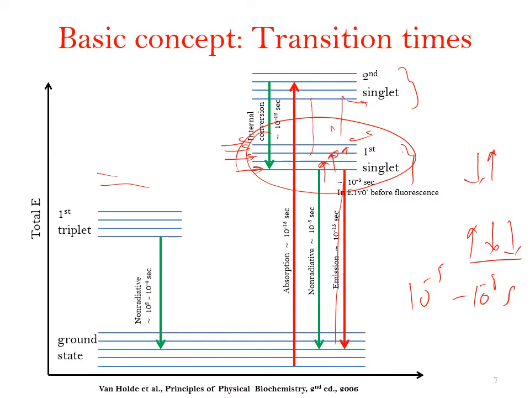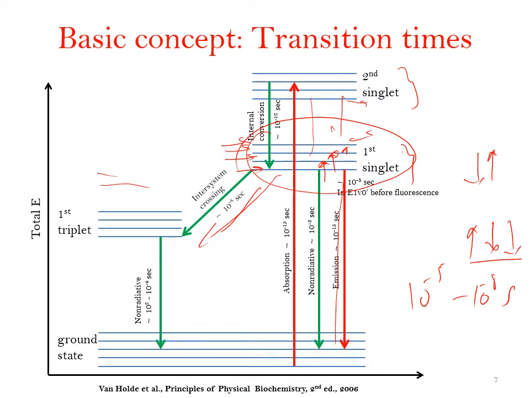The other procedure is called intersystem crossing. Intersystem crossing involves a spin flip of the excited state electron. That means it is a transition from a singlet state to a triplet state. This is called a forbidden transition.